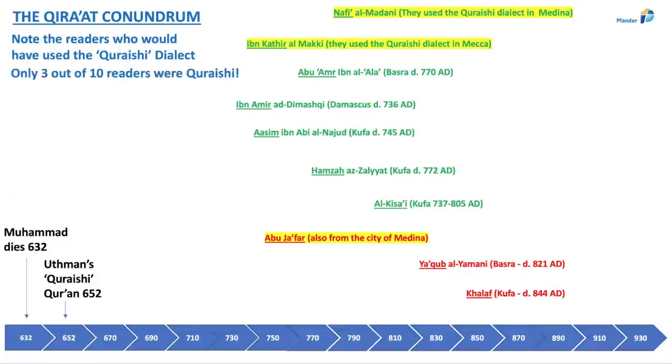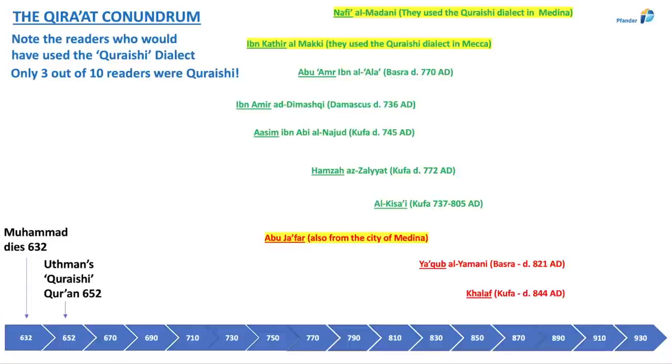So only 3 out of the 10 readers were Qurayshi. Only 3 were Qurayshi. The other 7 were all from the places that had been burned. They were all from the cities like Basra and Damascus and Kufa, the 3 cities where Uthman had their manuscripts destroyed. And yet they are the majority of the 10, which are the best of the best. The creme de la creme, according to Yasser Qadi.